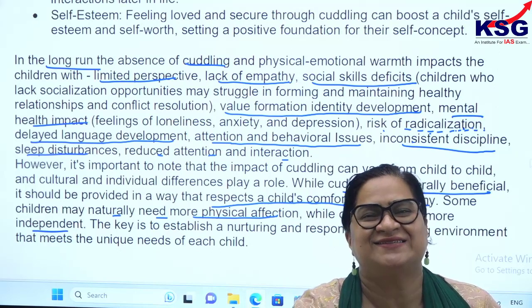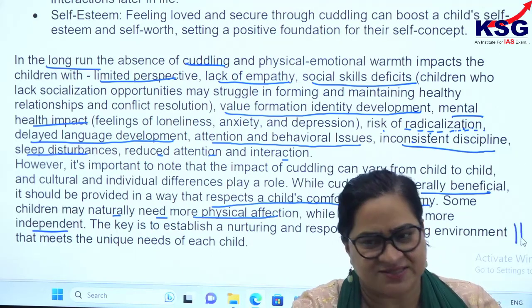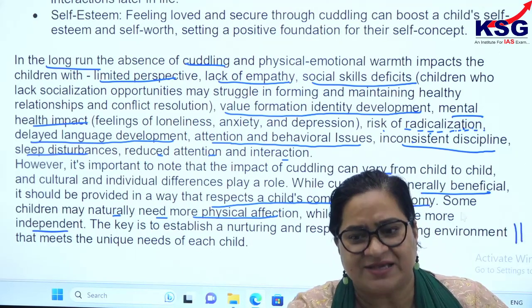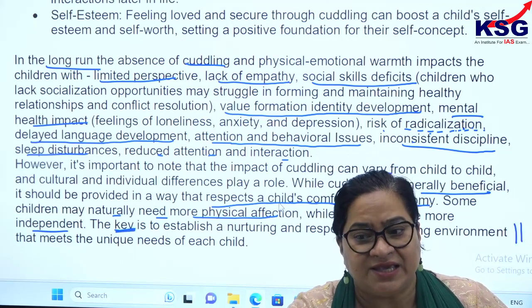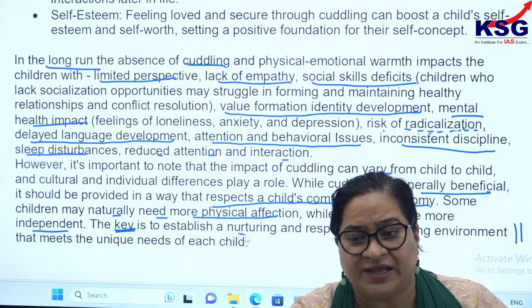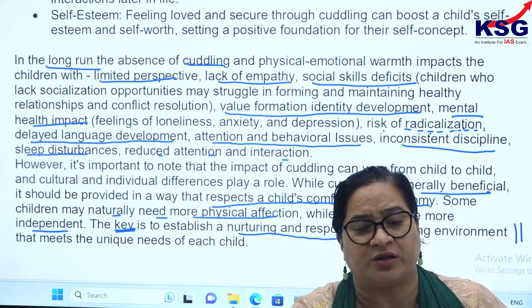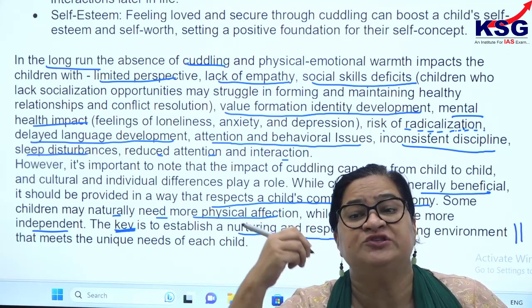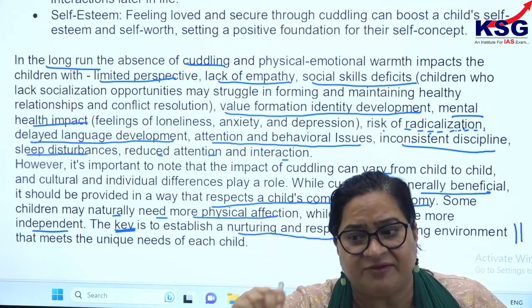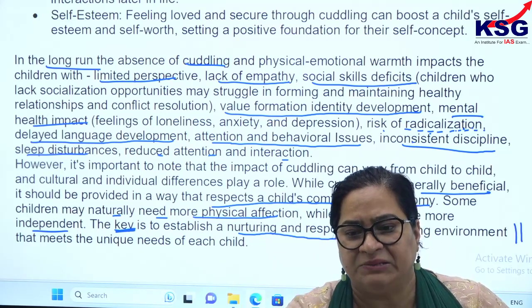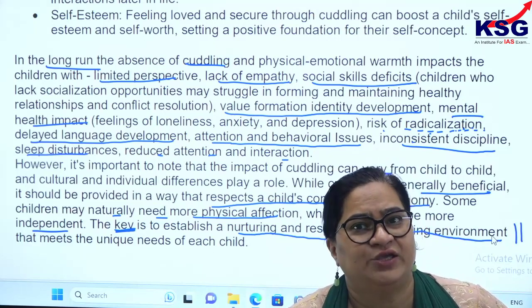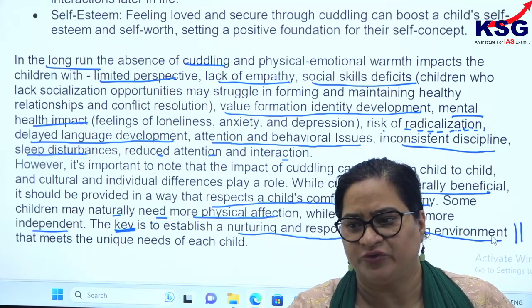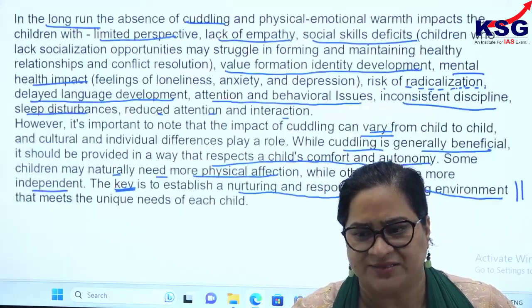What is this cuddling? Cuddling is associated with this. This is the core essence of cuddling. That's the key issue, and with which I would like to end the answer. The key is to establish what? A nurturing, because by cuddling we wanted to create what? A nurturing and responsive caregiving environment that meets the unique needs of each child. I hope all of you are able to understand this answer as well.